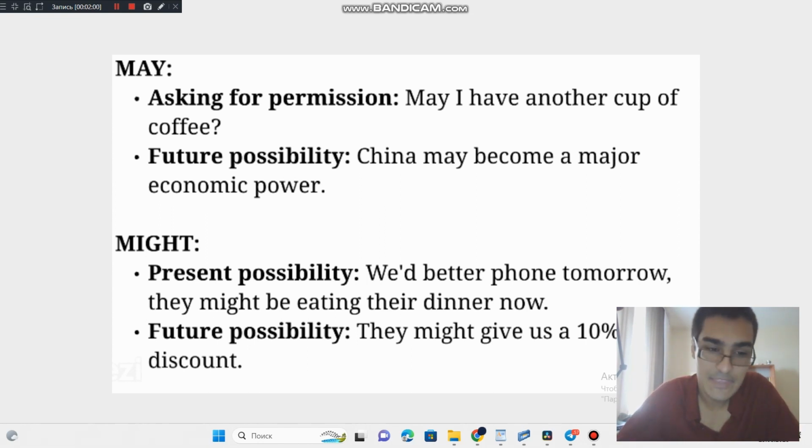And the next is might. Remember when I said may is like 50-50? When you say might, there is a small percentage that something might happen. So it's like you have more doubt when you express that. And you can also express present possibility with it.